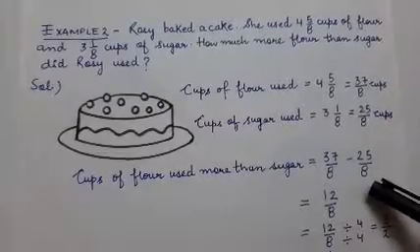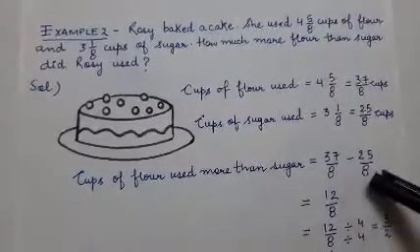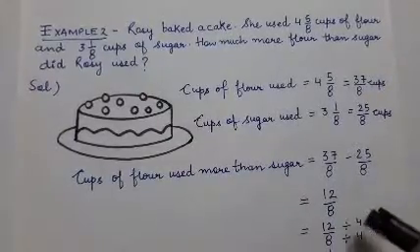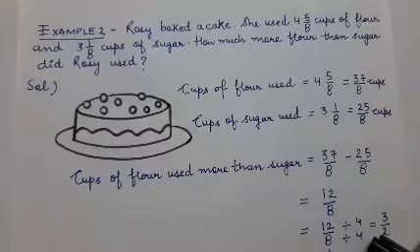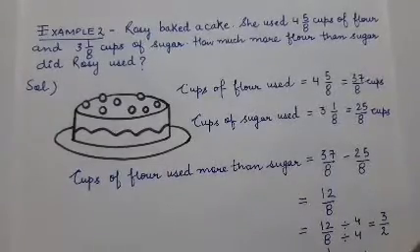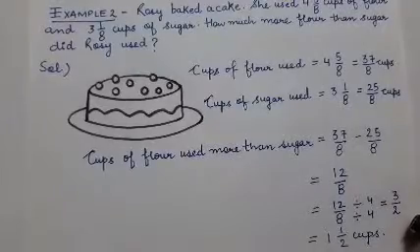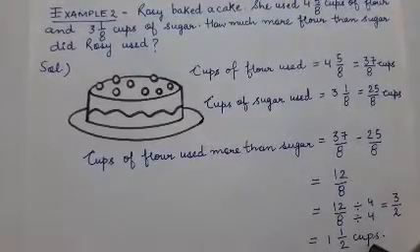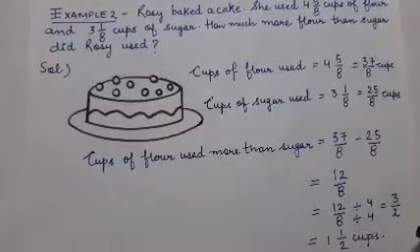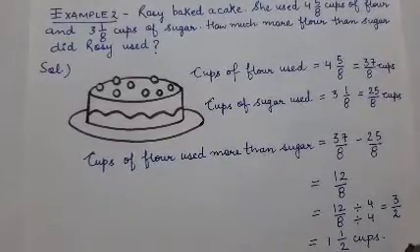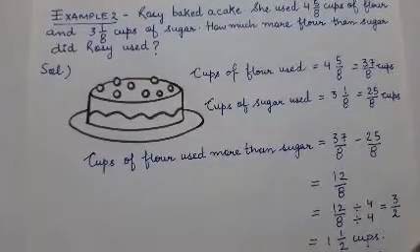Now I am going to subtract because I have to find the difference in the quantities. So I got the answer as 12 upon 8, but 12 and 8 have HCF as 4. So the final answer is 3 upon 2, which can further be converted to a mixed fraction as 1 whole 1 upon 2 cups. So the cups of flour used more than sugar, or the difference of the cups, was 1 whole 1 upon 2 cups. Thank you.